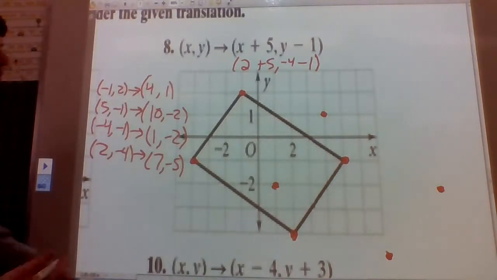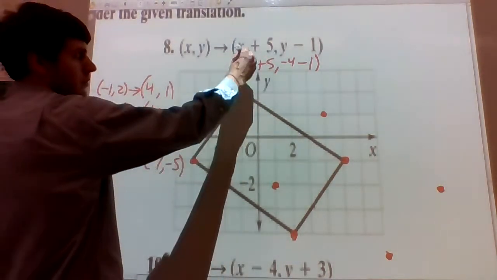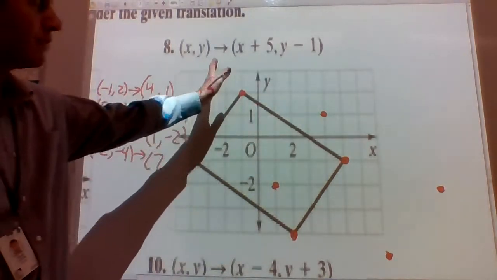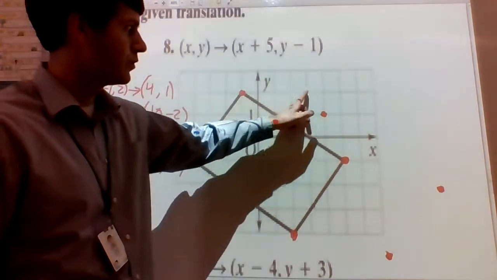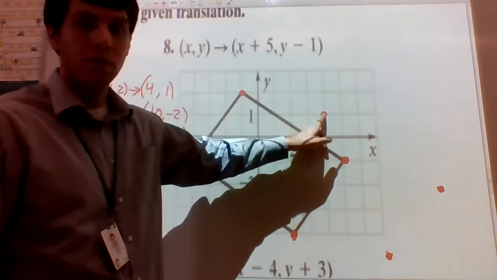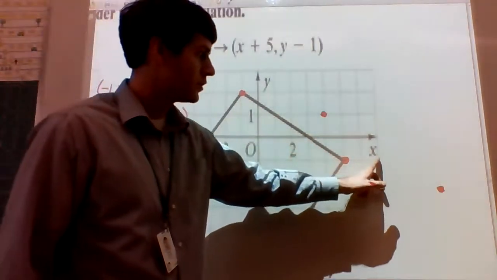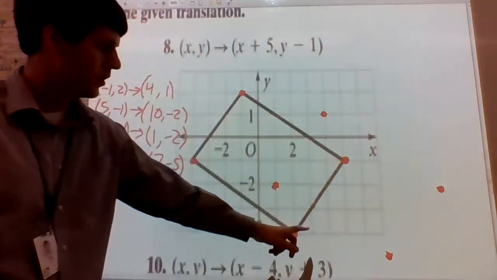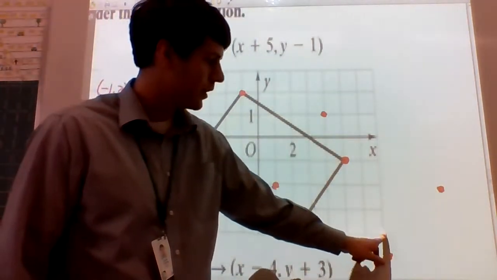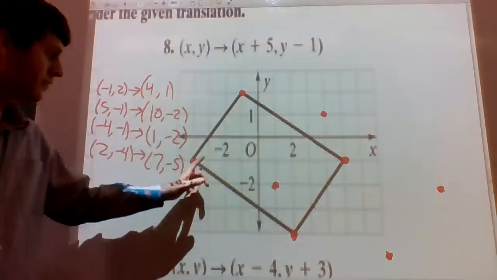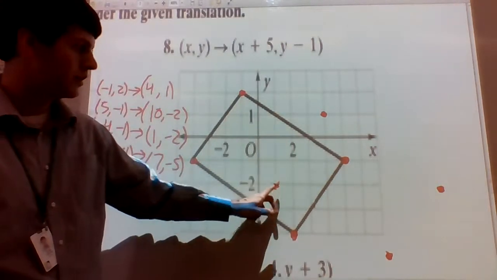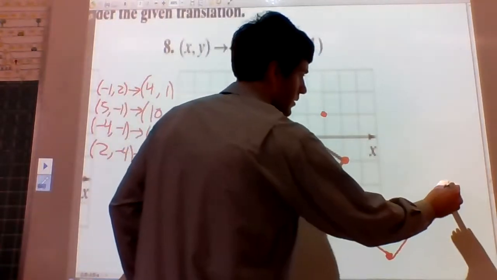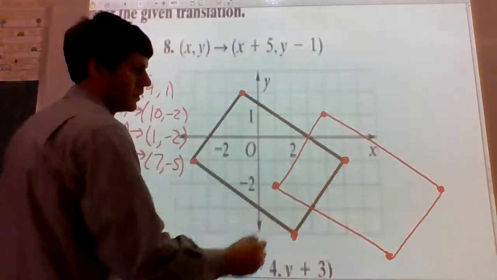Okay, and again, we didn't need to substitute all of those in here. We could have just counted each of them, 5 to the right, 1 down. 1, 2, 3, 4, 5 to the right, 1 down. Okay, and then we can connect our dots, and we have our image.